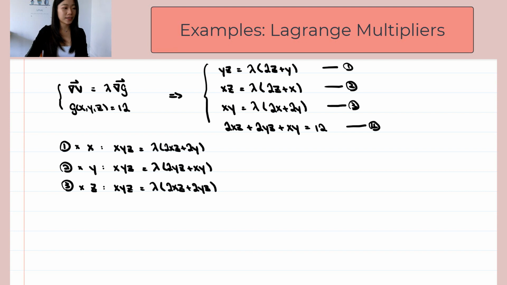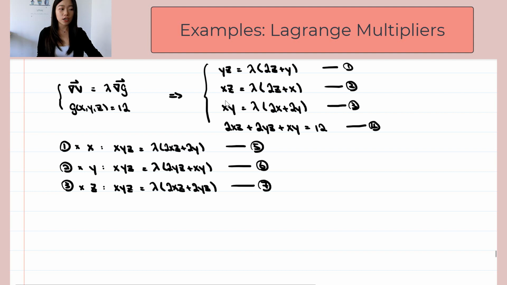Now I get these 3 equations, and I'll call them equations 5 to 7. These 3 equations have the same left-hand side, which means I can equate their right-hand sides, and note that they all have a lambda. If lambda equals 0, then the right-hand side of equations 5 to 7 will simply be 0, and that will satisfy the system. However, lambda equals 0 cannot be a solution, because from equations 1 to 3, if lambda is 0, the left-hand sides yz, xz, xy would equal 0. But then equation 4 means 0 plus 0 plus 0 equals 12, which is not consistent. So lambda equals 0 cannot be a solution.